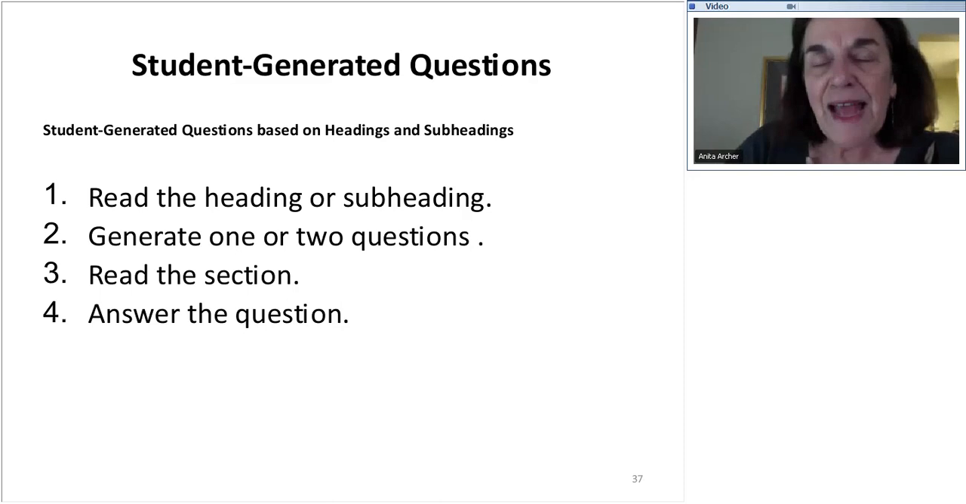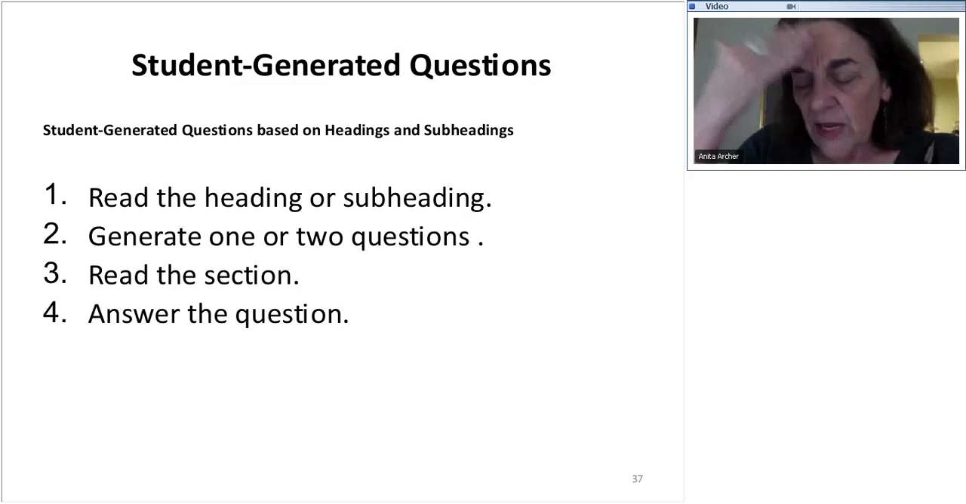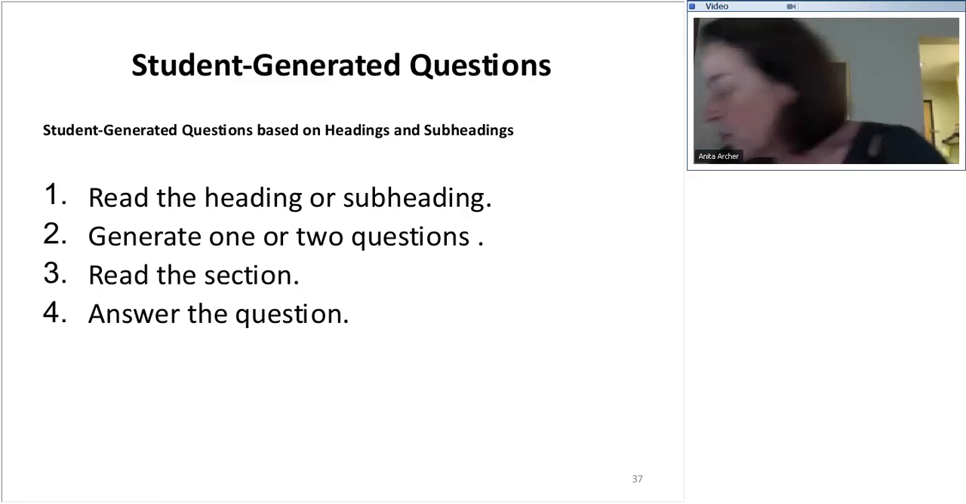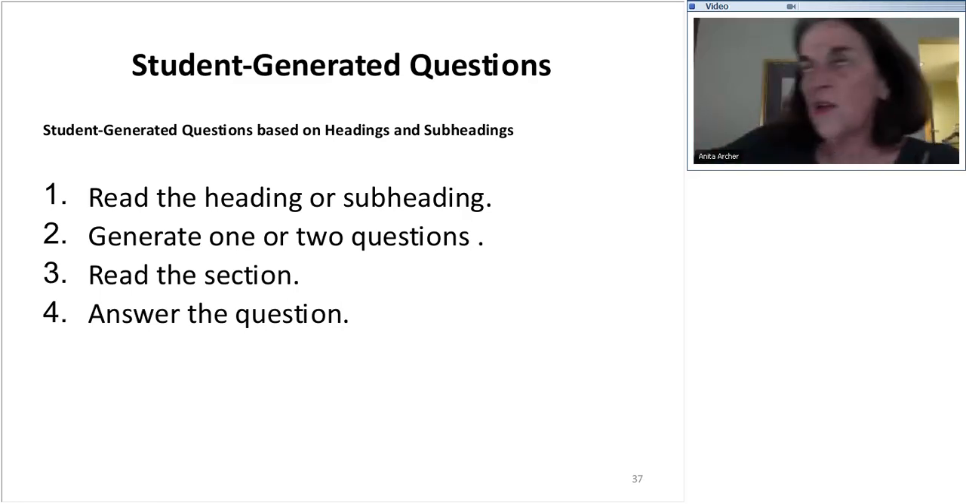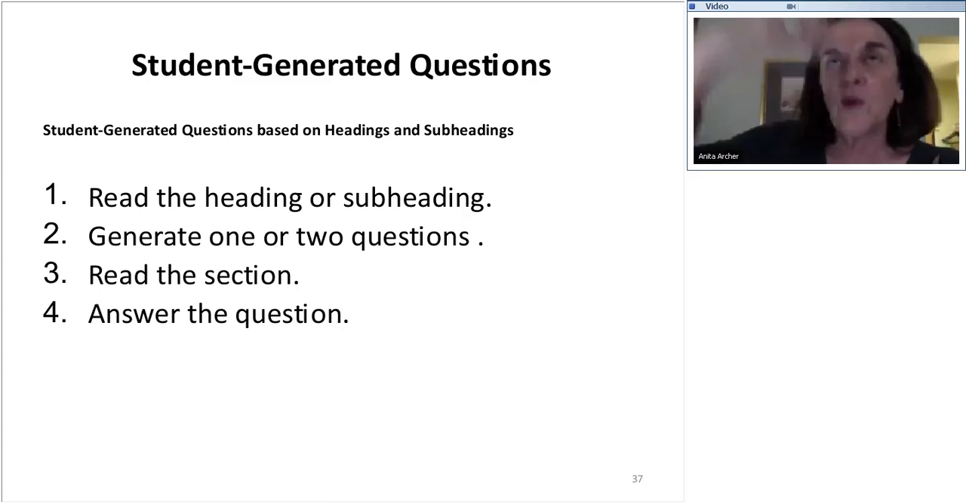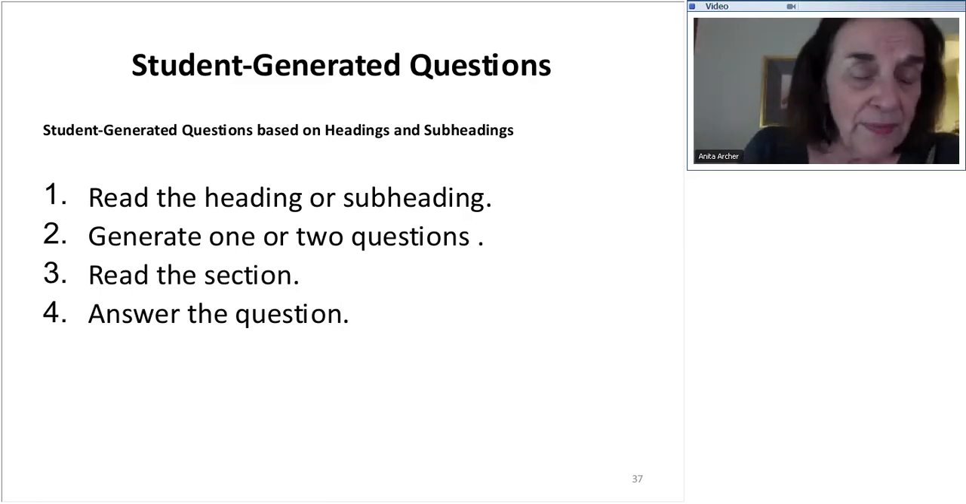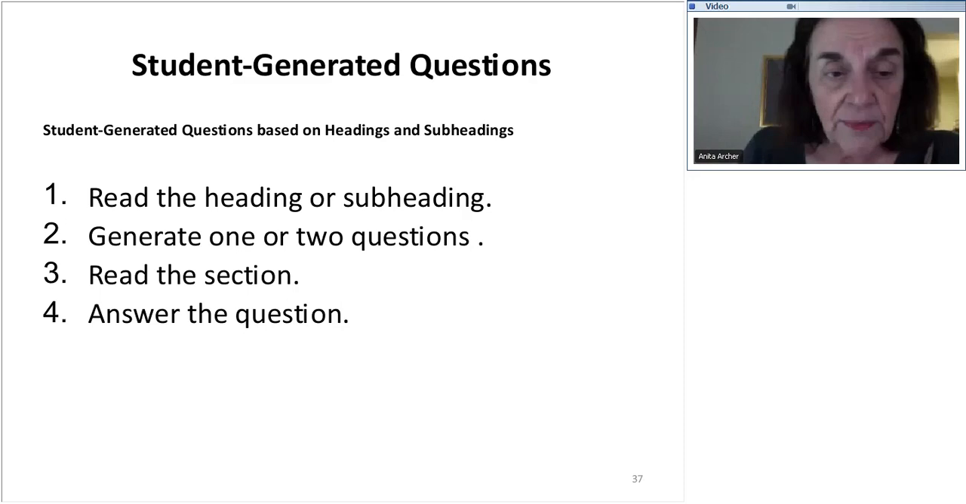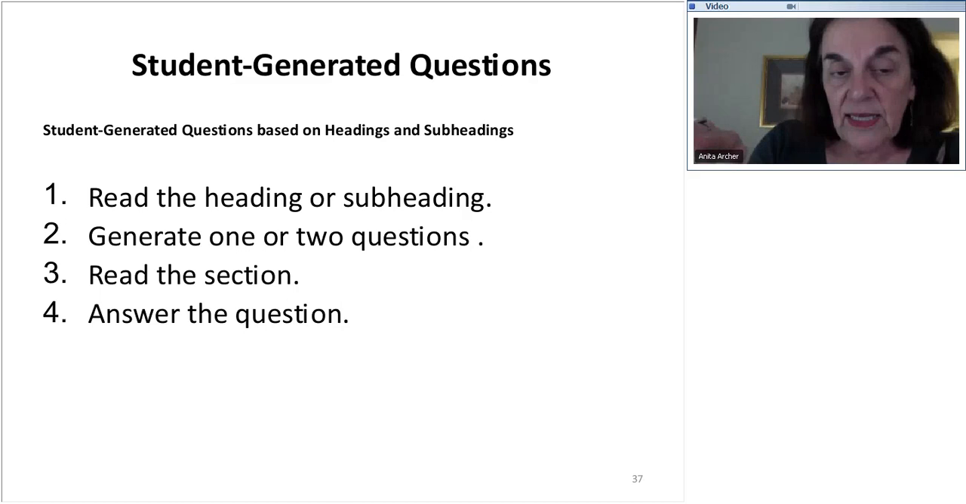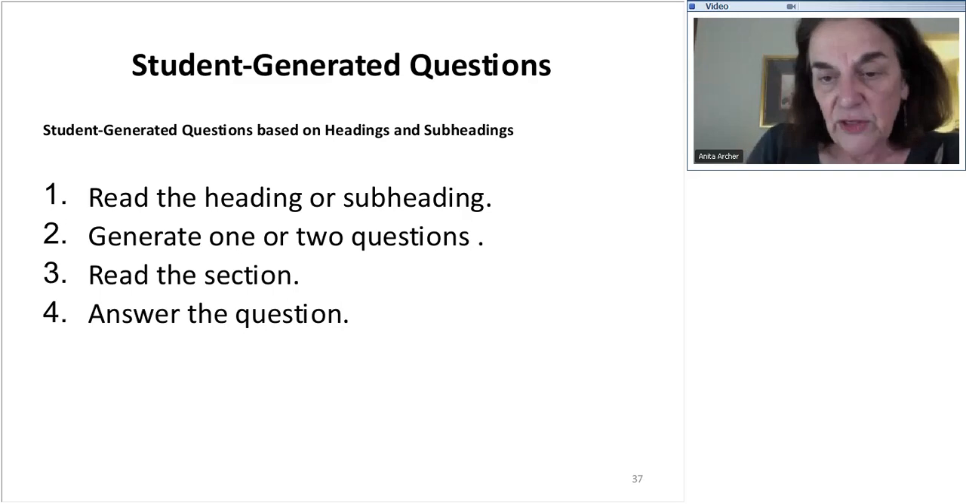It could be used as a class one. Read the heading, think of a question that you might have, share it with your partner. I call on students, I write down 3 of their questions, we read the segment, we go back and orally answer those questions. So it could be done with the whole class. It could be done with a partner. One student reads the heading, they generate and write down questions. The other partner reads that segment, then they go back and answer it.